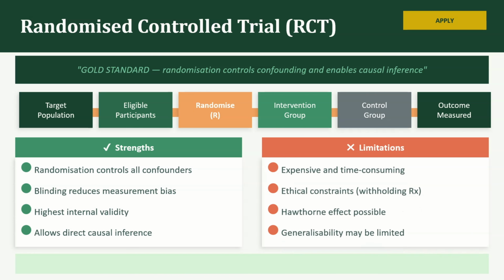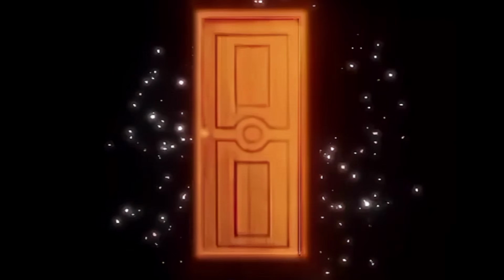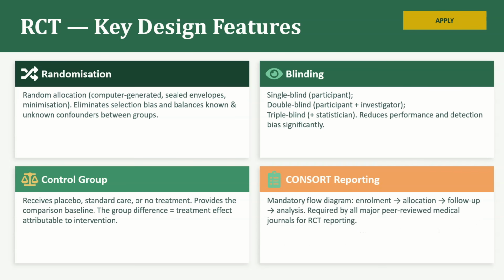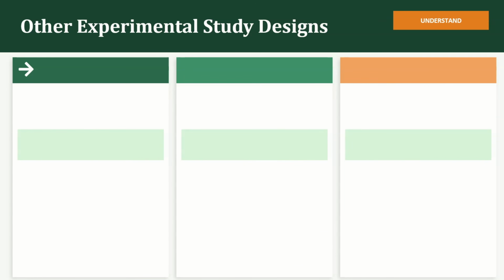Can you randomly assign people to smoke? And always report using CONSORT guidelines. That flow diagram is mandatory for publication. The other two experimental designs you must know.